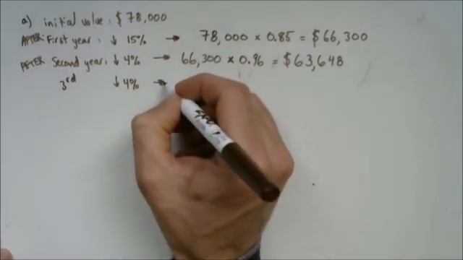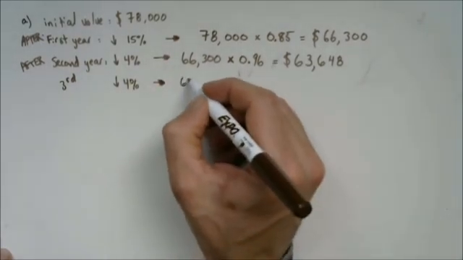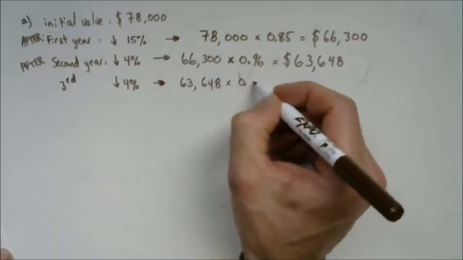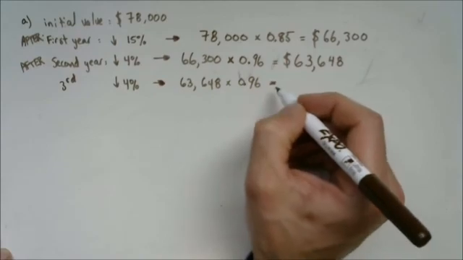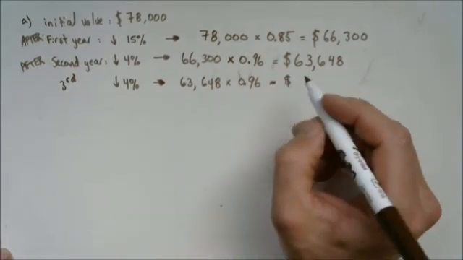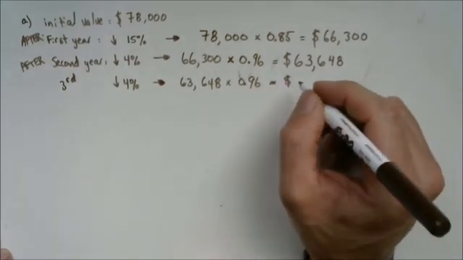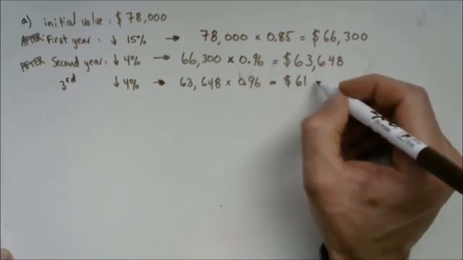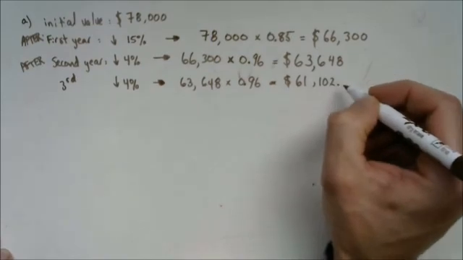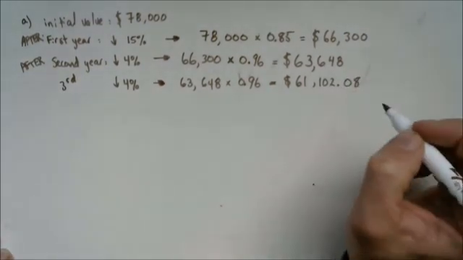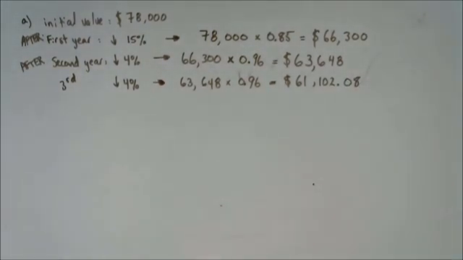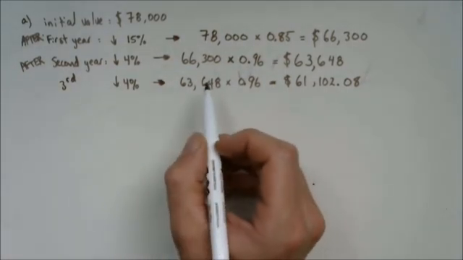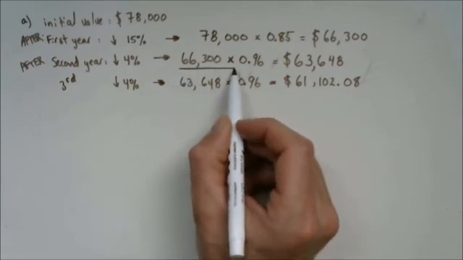In the third year, same thing is going to happen, down by 4%. So we're going to take our end value from the second year, which is 63,648. We're going to multiply it by 0.96 to keep 96% of the value. And we're going to get a value of 61,102.08.